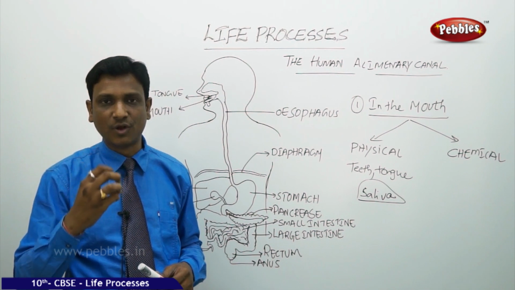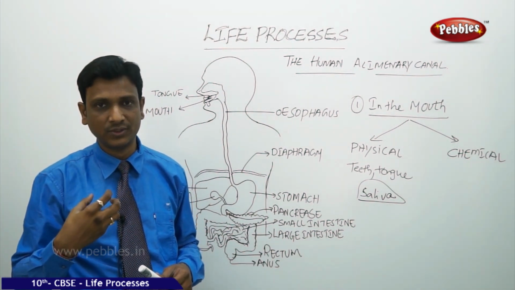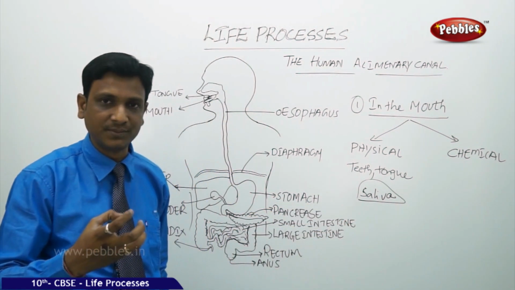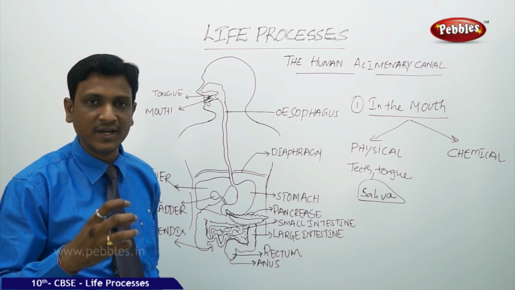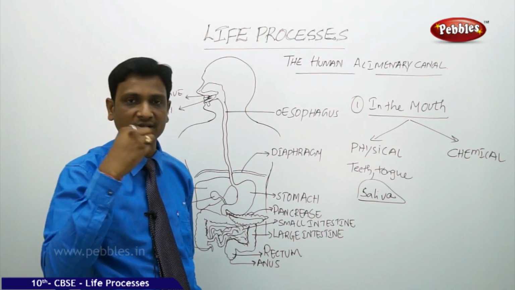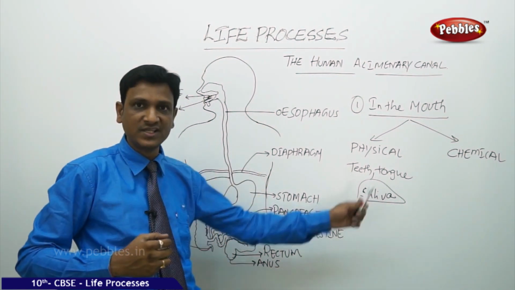So it makes the food soft, and by that we can easily swallow it. If it is not soft, you cannot swallow. This is achieved by the saliva. So the physical digestion, that means the hard bits of food, is made into a smooth, soft bolus, and by that it can easily pass through the esophagus. That is what happens in the mouth, the physical part.